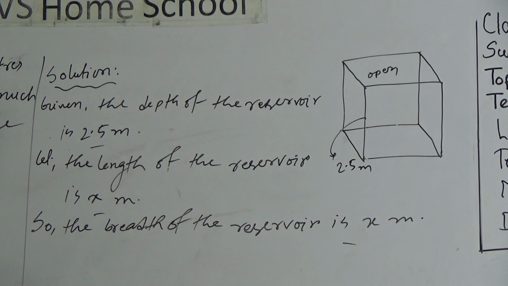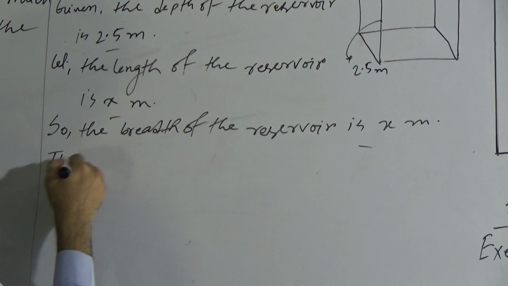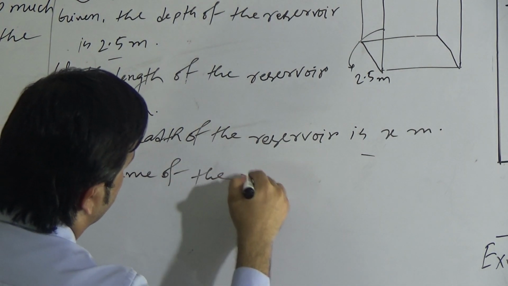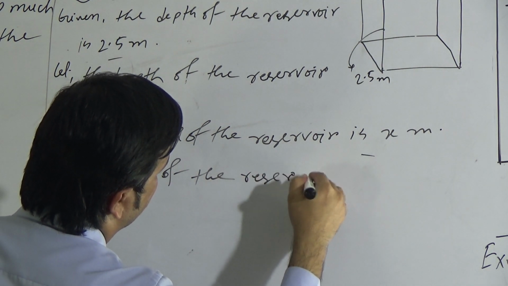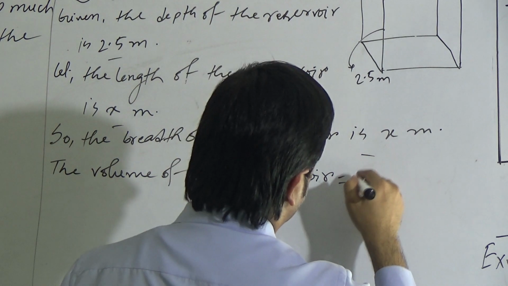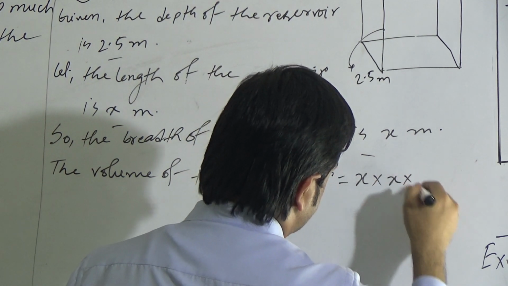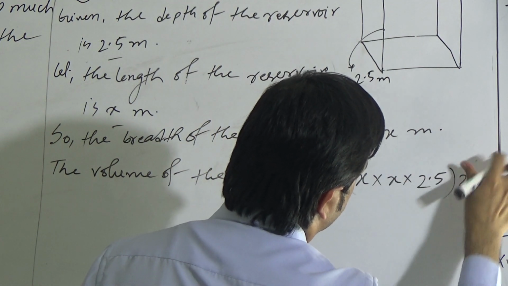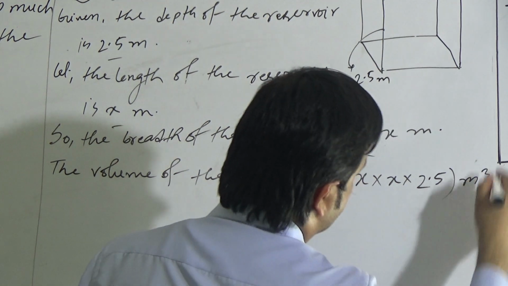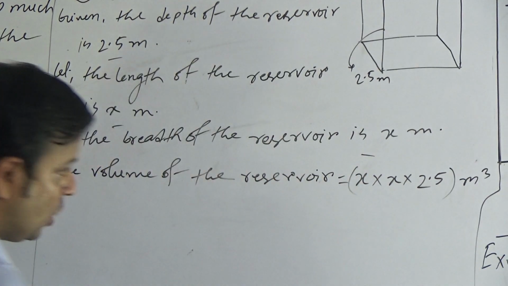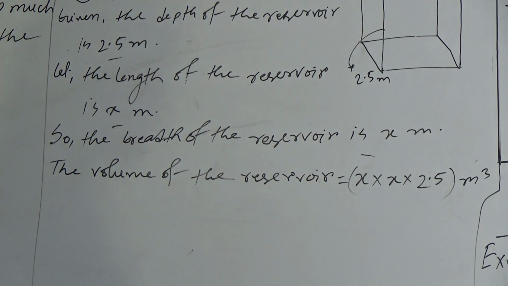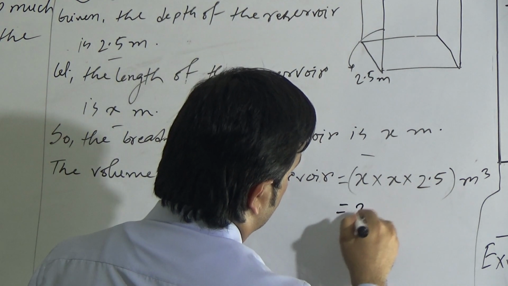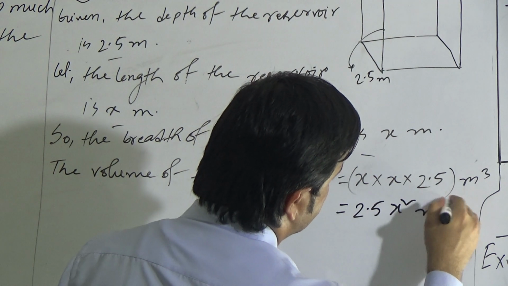As we know the length, breadth and depth means height, we can determine the volume of the reservoir. The volume of the reservoir is equal to the product of length x, breadth x and height or depth 2.5, that is in cubic meter. So we have determined the volume of the reservoir, that is equal to 2.5 x square cubic meter.